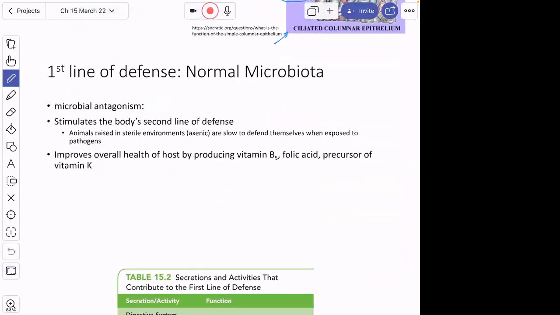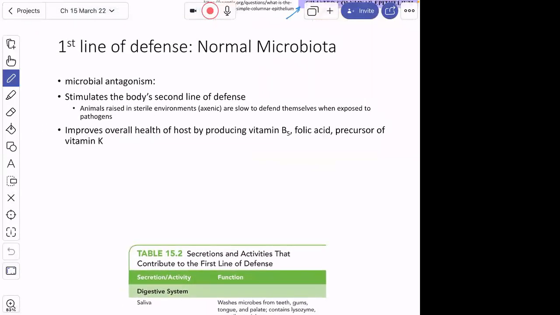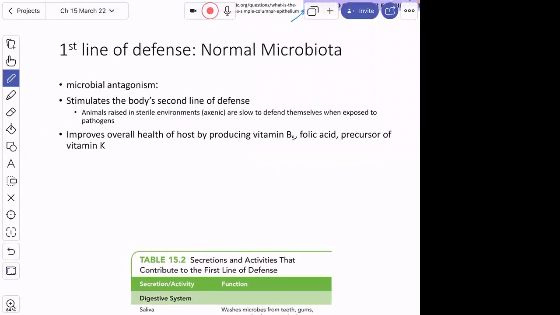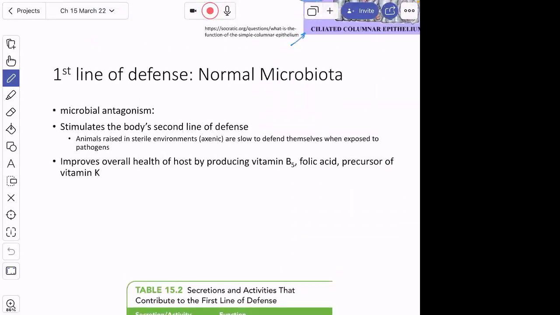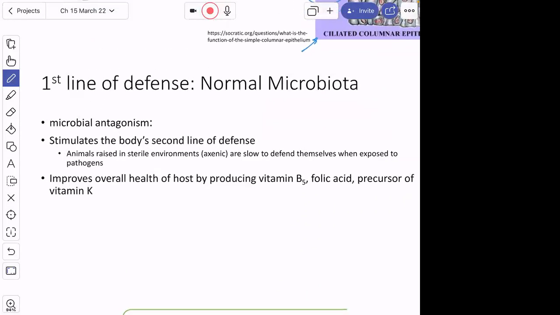Okay, also considered our first line of defense is our normal microbiota. All right, so we started talking about this last lecture. We talk about how bacteria are bad all the time, but the bacteria that live in our body are really necessary for our health.